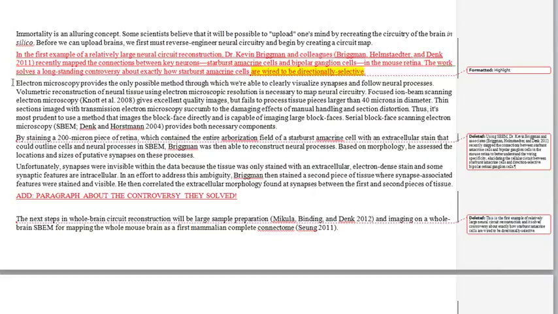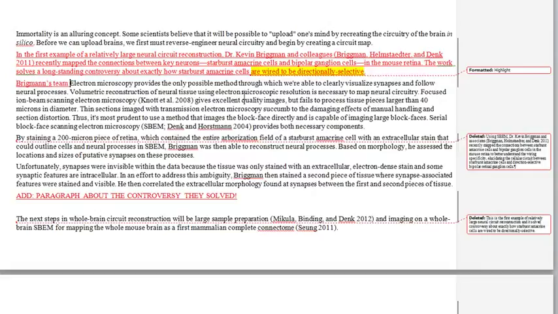So I'm going to state right from the beginning, because again, this paper is about Dr. Brigman's study. So let's state exactly what happened. Well, Dr. Brigman and his team used this type of electron microscopy to visualize the synapses and map the neural circuitry. So we can state that right from the beginning. So I'm going to say Brigman's team used this serial block face scanning electron microscopy. I'm going to move this up to here.